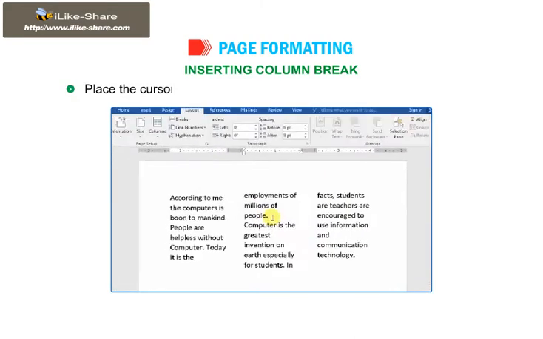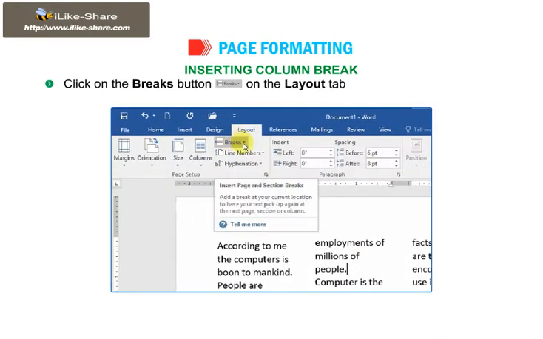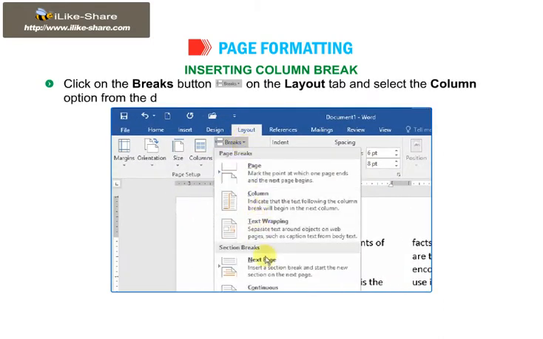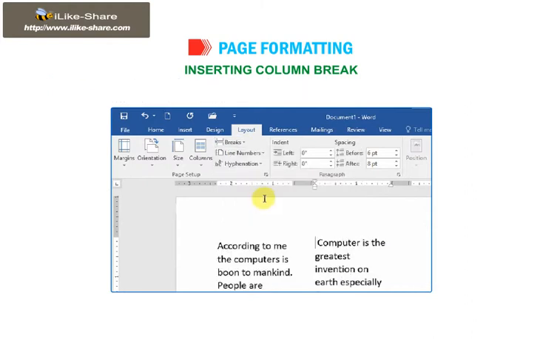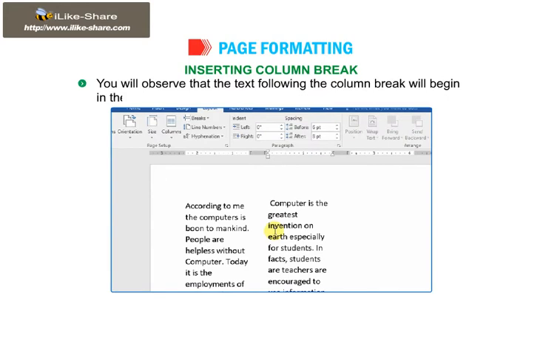Place the cursor before the text where you want to insert column break. Click on the Breaks button on the Layout tab and select the column option from the drop-down menu. You will observe that the text following the column break will begin in the next column.